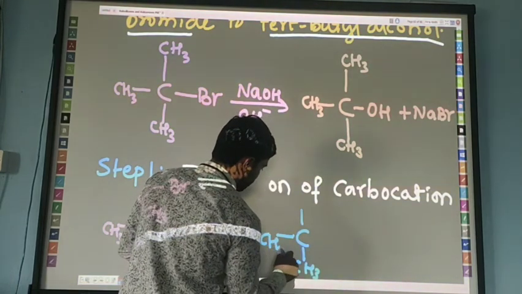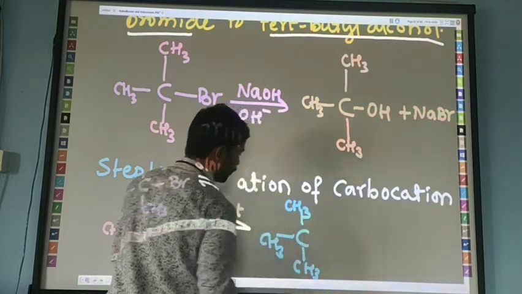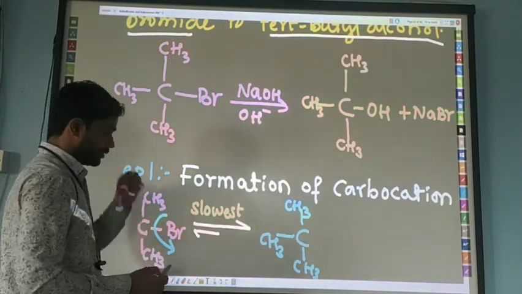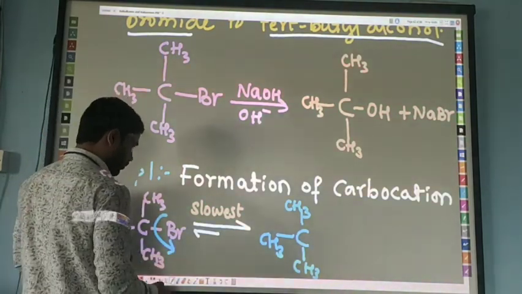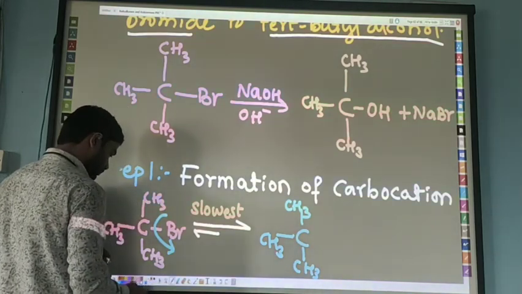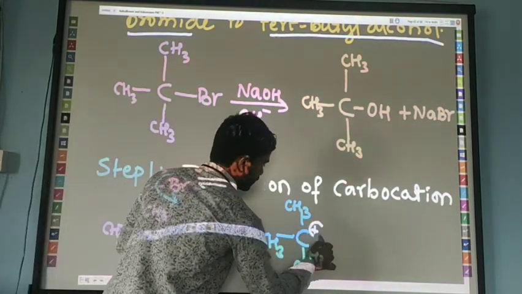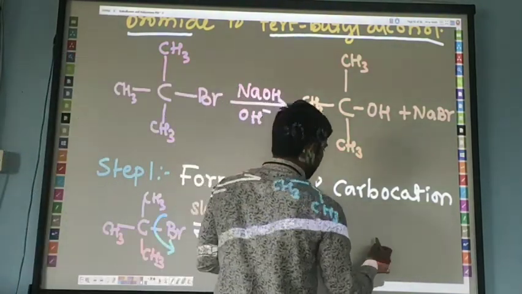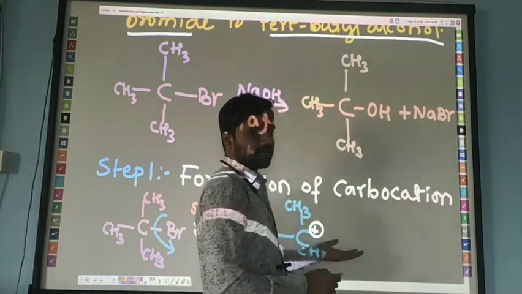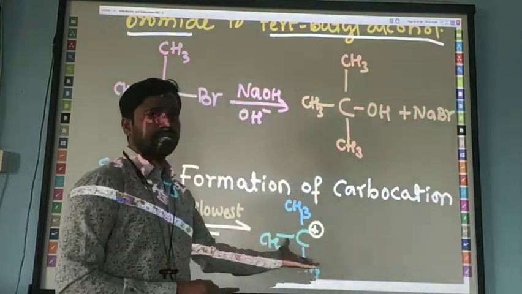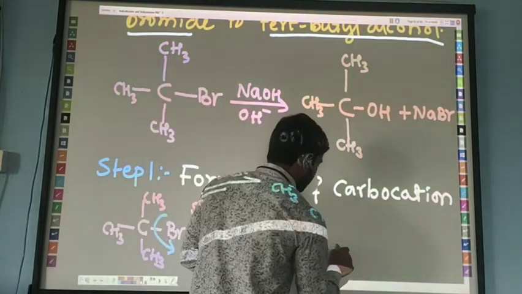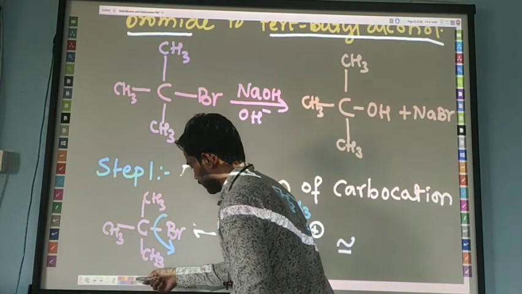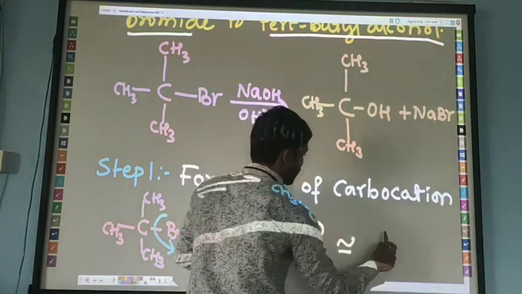Why has the carbocation been generated here? The leaving group, the bromide, has left from here. Here is the plus. The carbocation has been generated here. This carbocation has a planar geometry. It has a planar geometry-like structure. Let's see how to write the planar geometry here.